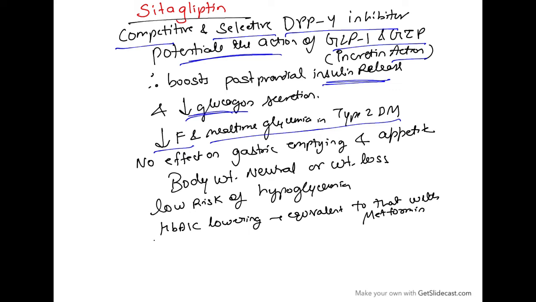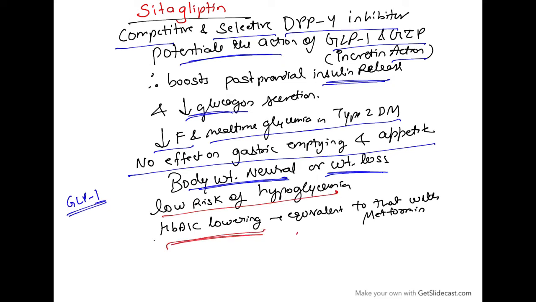Now the GLP-1 analogues were also acting on the GLP-1 receptors on the intestine, and they were affecting gastric emptying and appetite. But this is not affecting them; there is no effect on gastric emptying and appetite. Body weight, it is body weight neutral or may cause weight loss. And there is low risk of hypoglycemia.